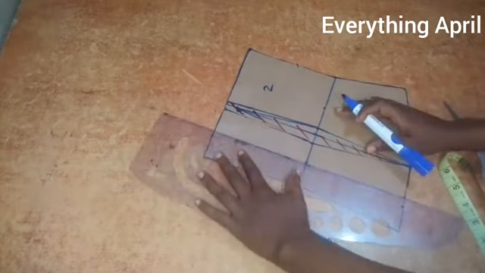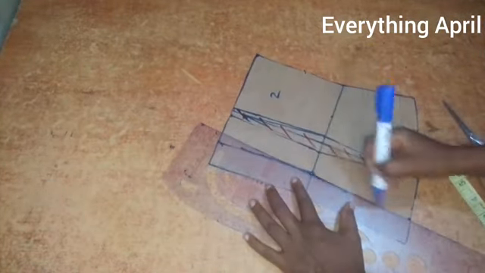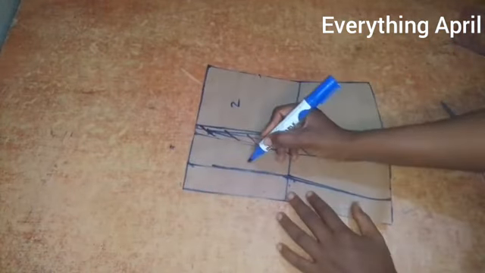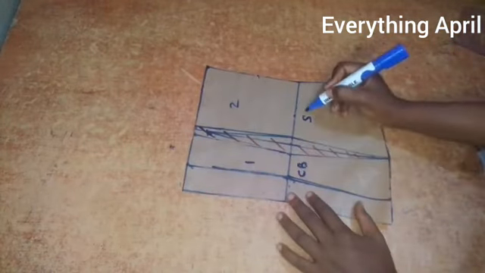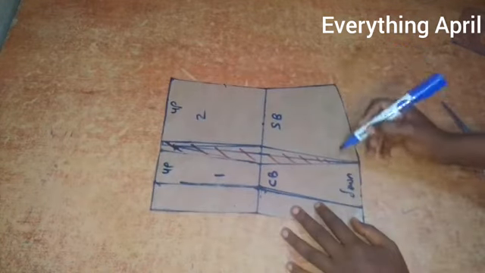So I'm going to reduce the back part by 1.5 inches. I measure 1.5 inches at the top part, at the waist part, and at the full length. And I've connected these points as you can see. So I'll be cutting out 1.5 inches from the center back to make a space for the lacing.